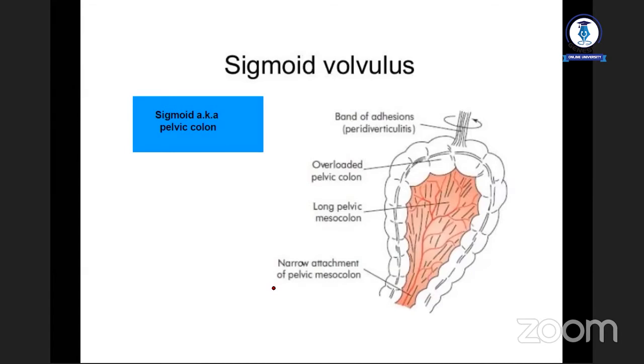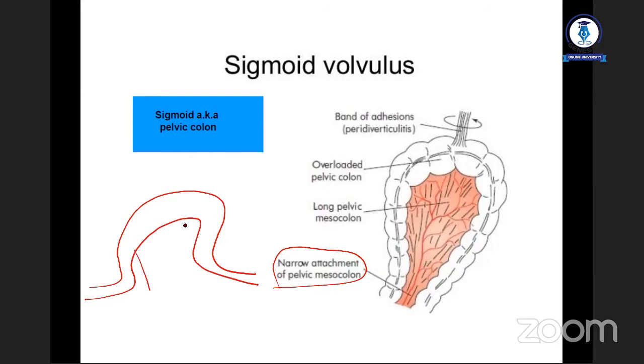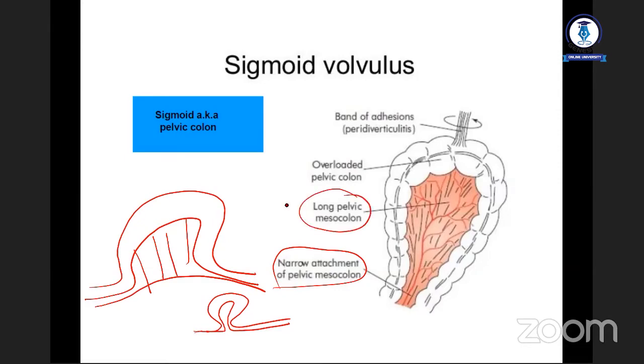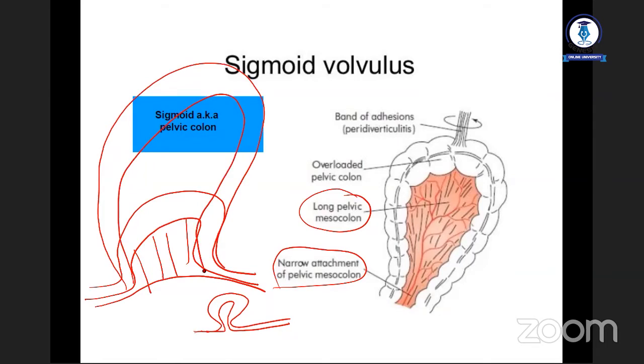Number one, there is narrow attachment of the pelvic colon. If there is a wide attachment of the colon or the intestine, this is always good. There's less chance rather than having a very narrow attachment. If the attachment is like this, there is a greater chance of volvulus or twisting. Long pelvic mesocolon, this is again very important. If the pelvic colon is something like this, then again there is a greater chance of volvulus.